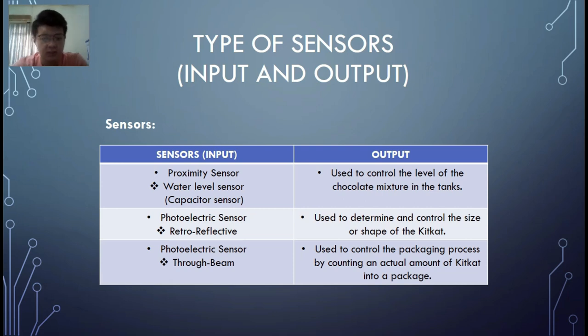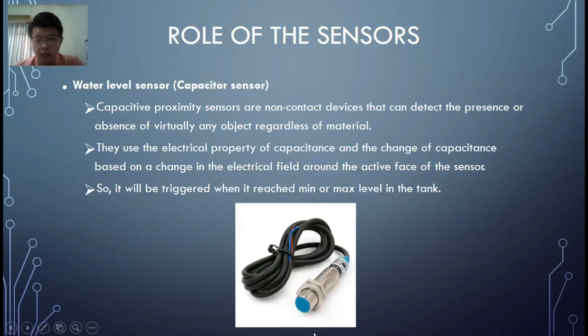Second, we found that the KitKat industry uses a retroreflective sensor to determine and control the size or shape of the KitKat. The third sensor we found in the KitKat industry is the through-beam sensor. It is used to control the packaging process by counting the actual amount of KitKat, then packing it into a package.